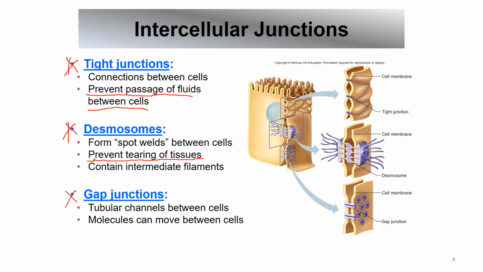Another type of connection, gap junctions. Gap junctions are really just little channels between the cells. So think of these as little doors or windows between the cells so that stuff like molecules, food molecules, waste substances can move in between the cells.